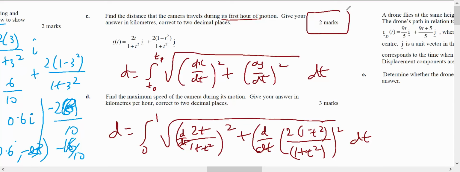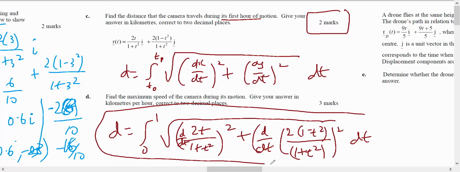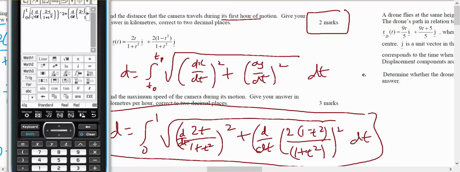It's worth 2 marks. Write this out and you'll get 1 mark. Write the answer, you get the 2nd mark. Okay, so I've got the integral from 0 to 1. I've got a big square root. Inside the square root, I've got the derivative of the x component squared plus the derivative of the y component, all squared, all under the square root.